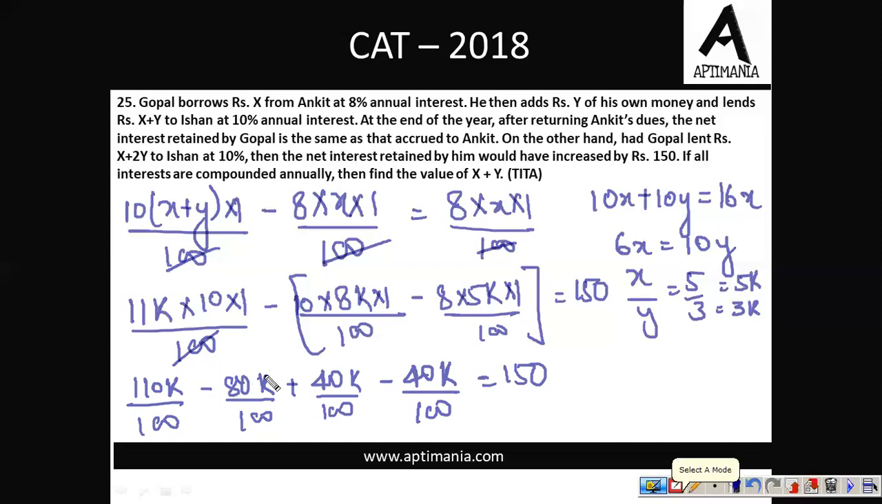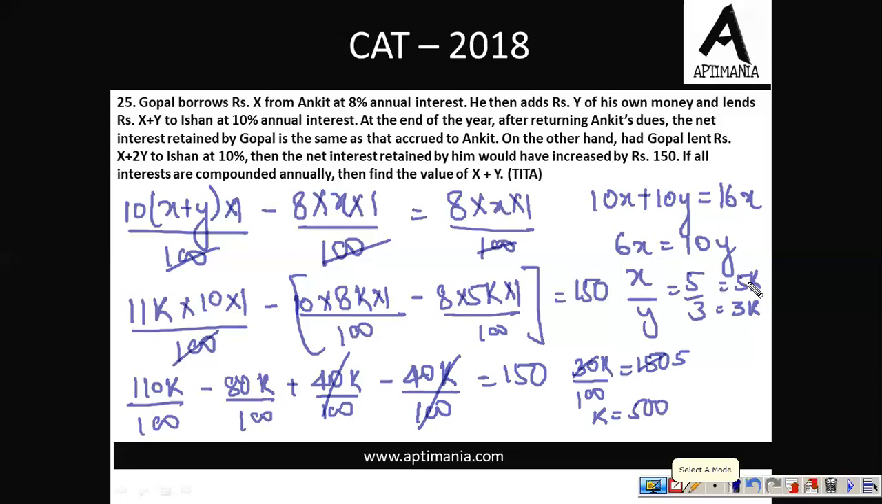We'll have, this will get cancelled out. This is this, and this will be 30k upon 100. 30k upon 100 equals 150. This is 1 and this is 5. So k will be equal to 500.